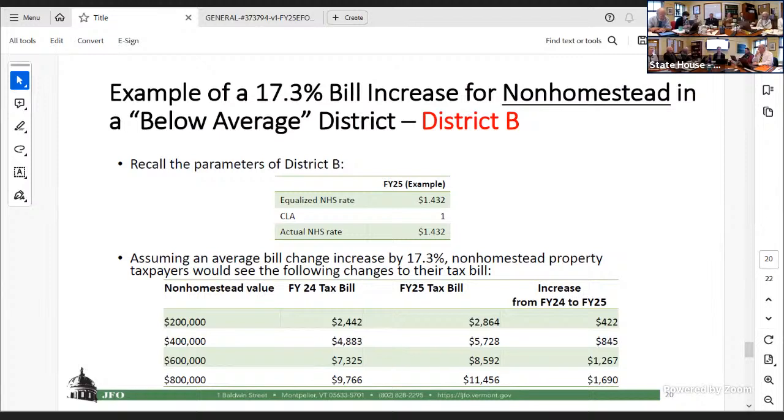So that's what we're seeing for non-homestead in this below average district. And not that the children there are below average. It's not like a Harrison Keeler kind of thing. It's just that the rate is below what we imagine the state average would be. Exactly. Thank you.